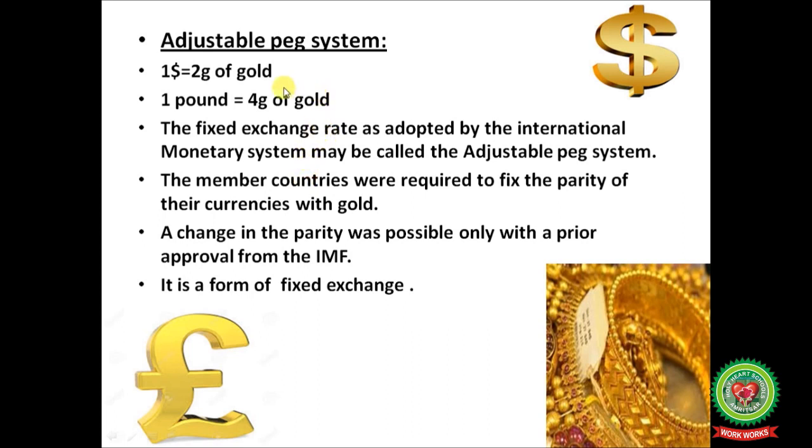Adjustable peg system. $1 is equal to 2 grams of gold, and suppose 1 pound is equal to 4 grams of gold. So the fixed exchange rate as adopted by the International Monetary System may be called the adjustable peg system. The member countries were required to fix the parity of their currencies with gold. Like here, the value of 1 pound is equal to $2. A change in the parity was possible only with the prior approval from the International Monetary Fund, that is the Monetary Authority. It is a form of fixed exchange.